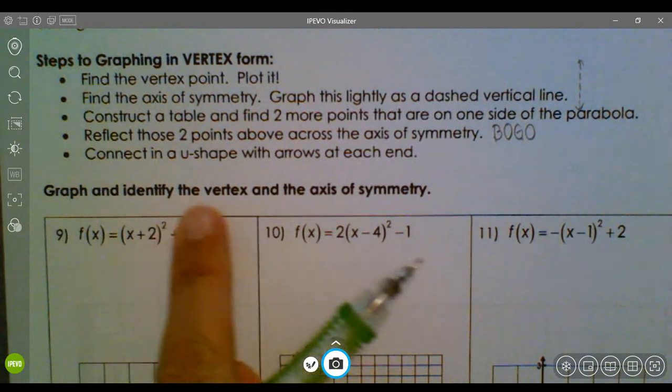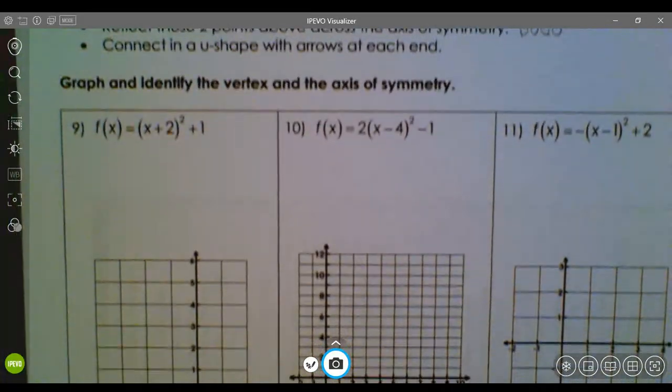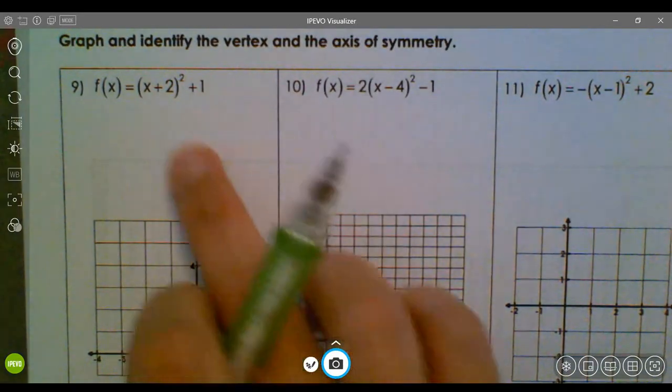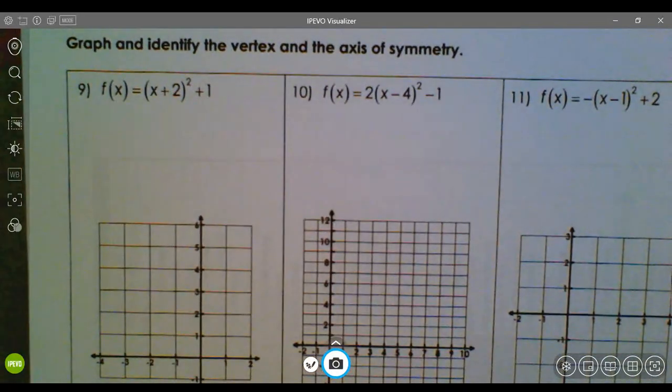So graph and identify the vertex and the axis of symmetry. Okay, so I'm going to do these out of order. I'm going to start with the easy ones. I'm going to start with 9, and I'm going to skip down to 12 because we increase in difficulty as we go. So let's knock these out just to see.